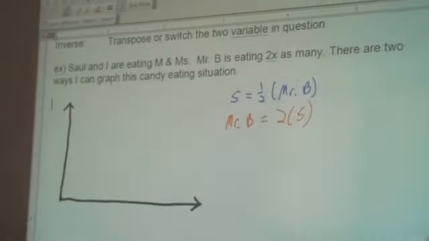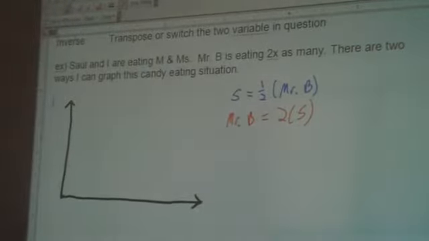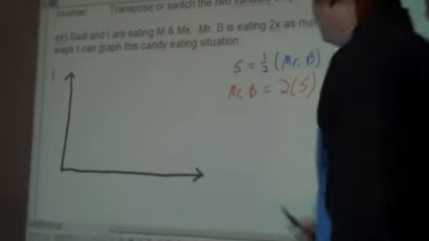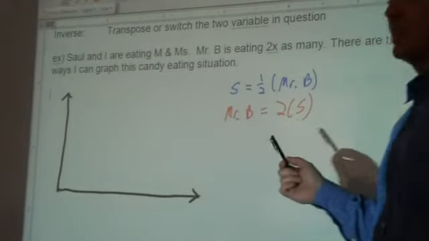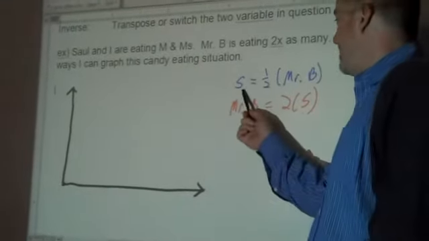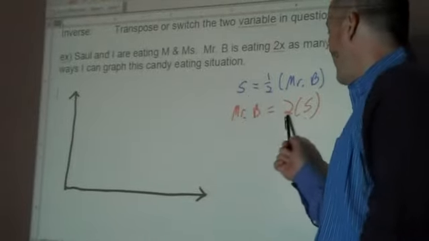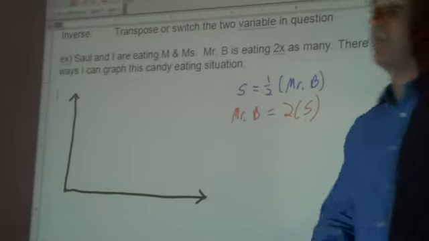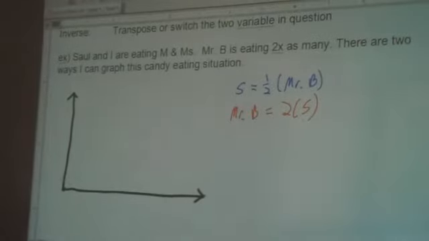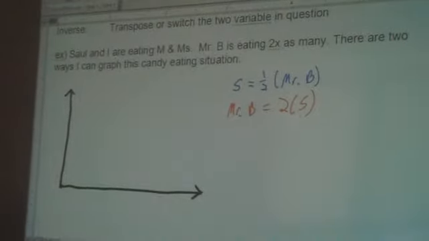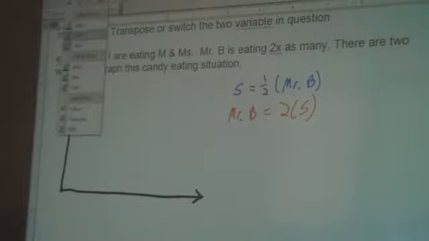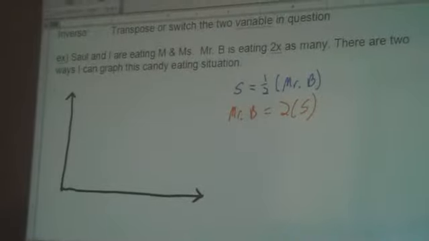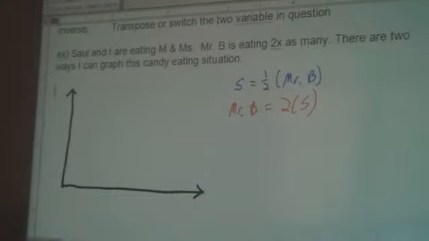No. René Descartes wanted it that way when he was on his mushroom trip 400 years ago inventing this stuff. But in this case, I don't think anyone really deeply cares in the scientific world whether my M&M consumption depends on Saul's or Saul's depends on mine. So I can graph this either way. I care. If I graph Saul in blue, because he's calm, cool, and collected that way, what is the slope of that line?